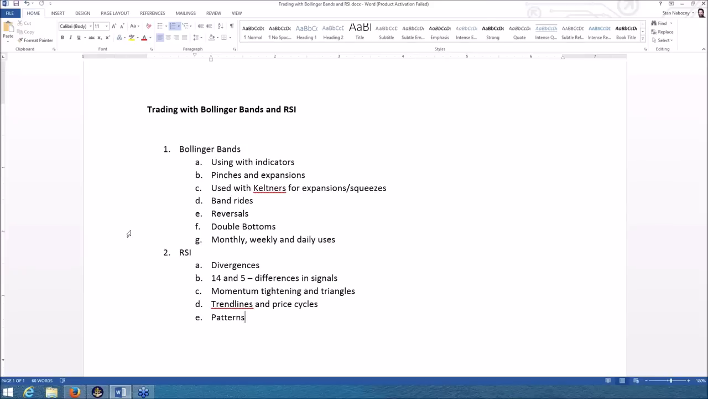the RSI 14 and the RSI 5, the differences in the signals. I'll walk through how I use them on the various different time frames. Momentum tightening, triangles, trend lines, price cycles, and patterns.